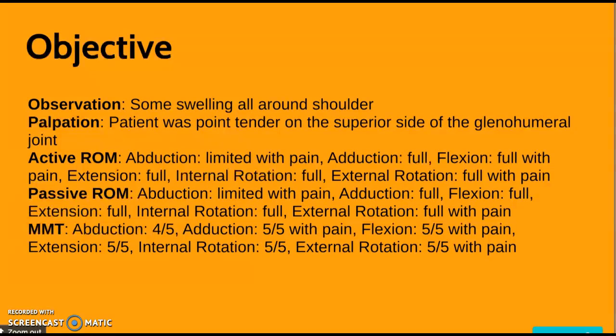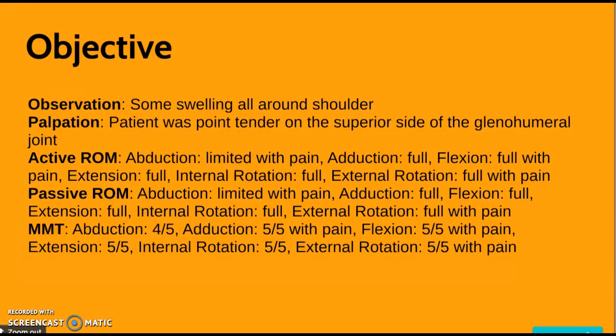As for passive range of motion, we still saw the limited range of motion in abduction with pain. For adduction, there was full range of motion. Flexion was full. Extension was full. Internal rotation was full. And external rotation was full with some pain. For manual muscle testing, abduction received 4 out of 5. Adduction was 5 out of 5 with some pain.